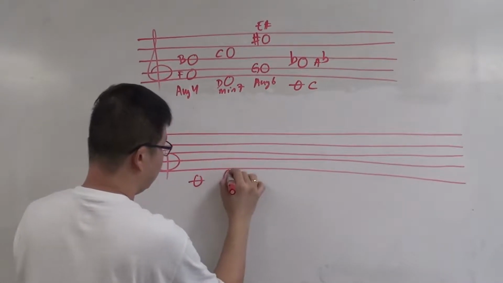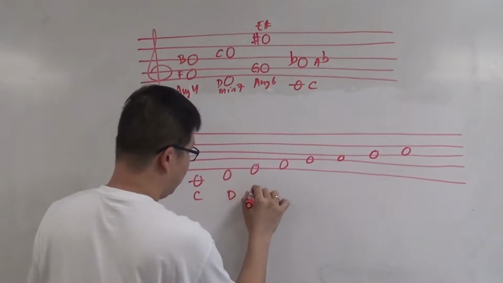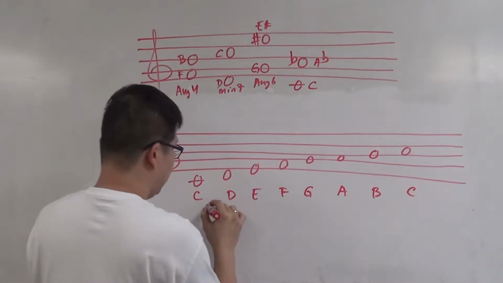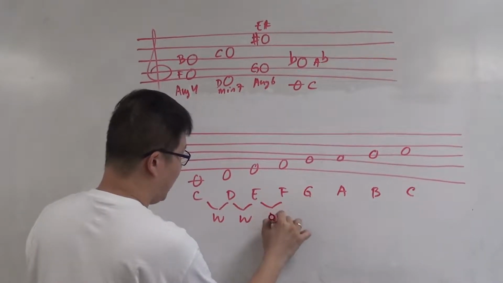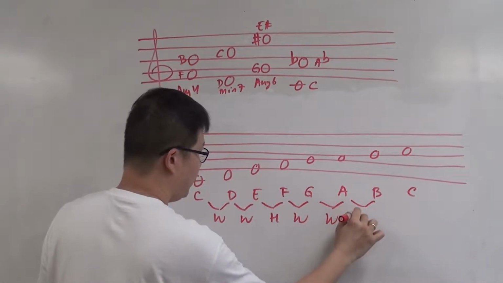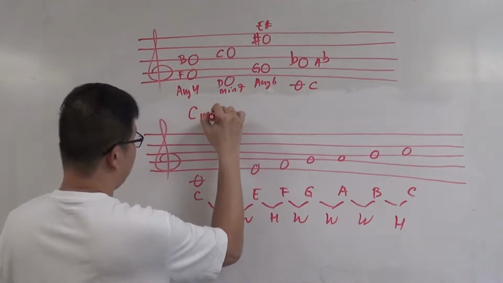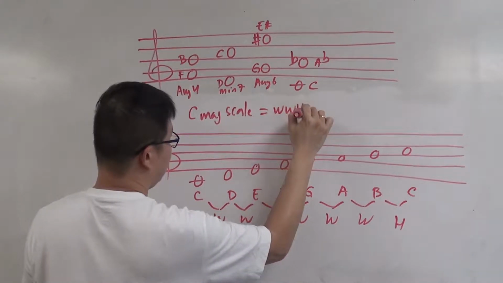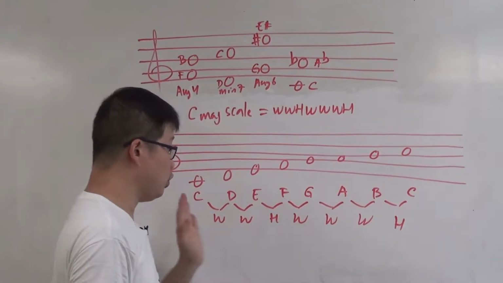C major scale. This is C, D, E, F, G, A, B, C. C to D is whole, D to E is whole, E to F is half, F to G is whole, G to A is whole, A to B is whole, and B to C is half. Okay, so C major scale. The formula of major scale is W, W, H, W, W, W, H. So because this is already the same, it shouldn't be any mistake.